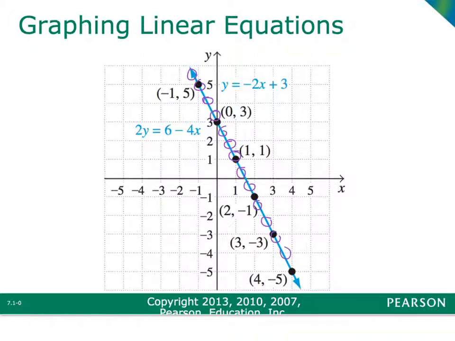So if they ask you what your solutions are, it's any point that's on the line y equals negative 2x plus 3. There are infinite solutions since lines go on and on forever. When you run into that situation where the lines are on top of each other, that is called a dependent system.